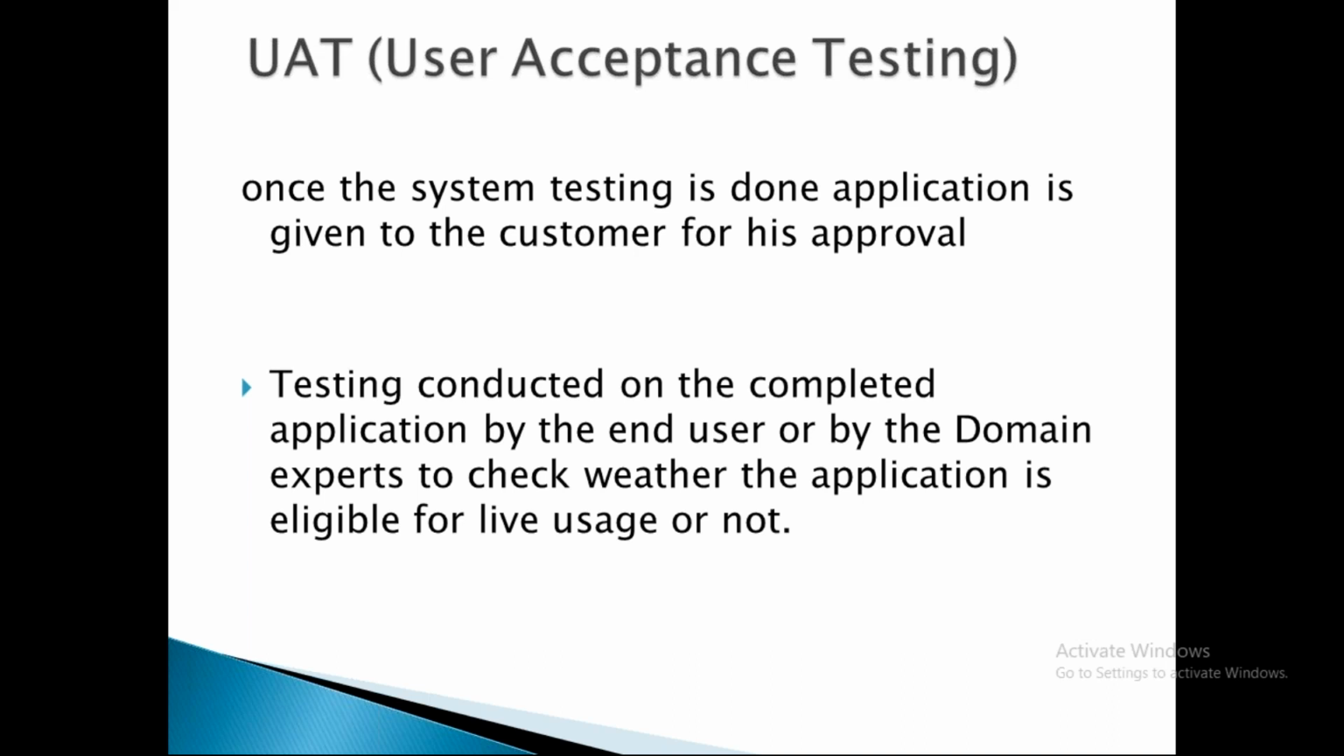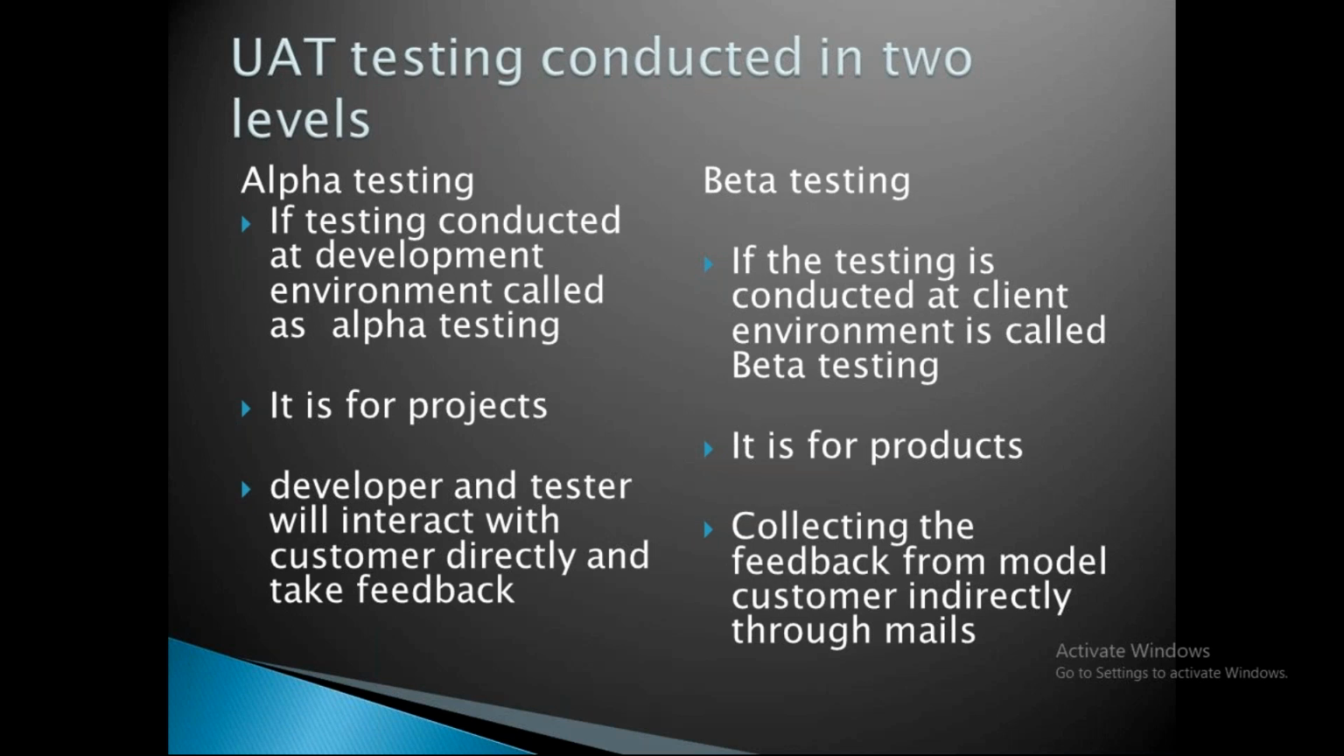As a part of UAT, there are two types of testing, like alpha testing and beta testing. If it is a project, we call it alpha testing. If it is a product, we call it beta testing. For alpha testing, where is the testing conducted? Testing is conducted in the development environment. We call it alpha testing. Testing conducted in the client environment, we call it beta testing.